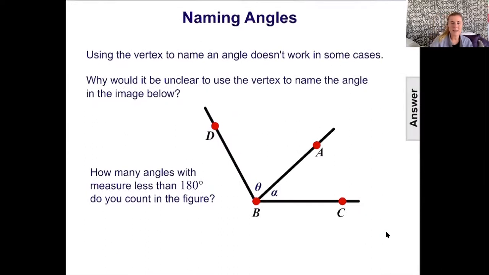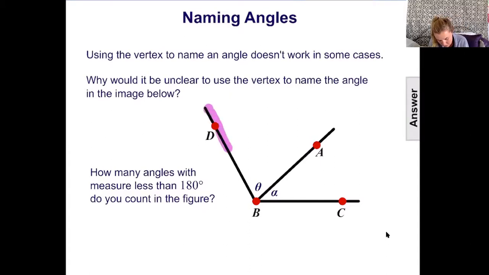So this is an example where it would not be good to name an angle just by its vertex, because there's more than one angle in this picture, okay? So using the vertex to name an angle does not work in some cases. Why would it be unclear to use the vertex to name the angle in the image below? How many angles with measure less than 180 do you count in the picture? Well, this is why you can't use the vertex.